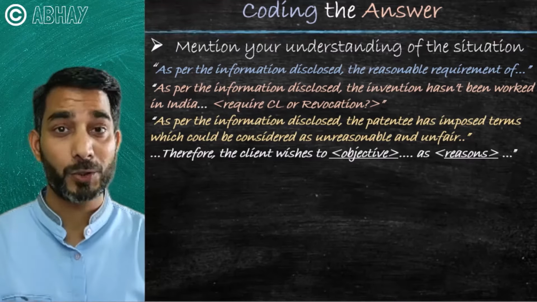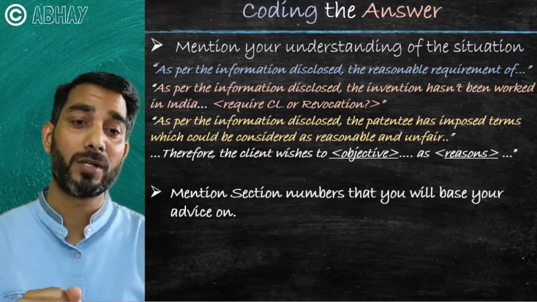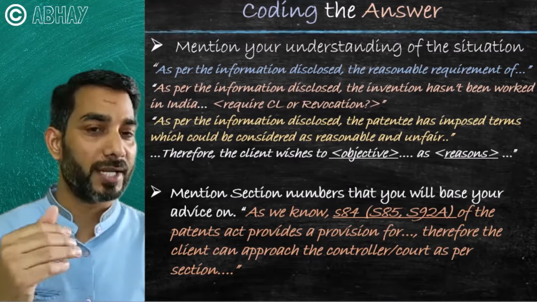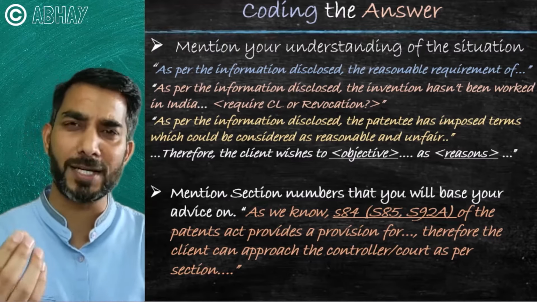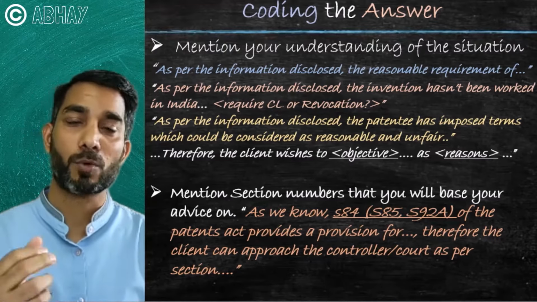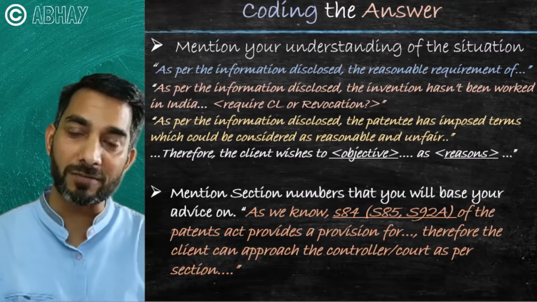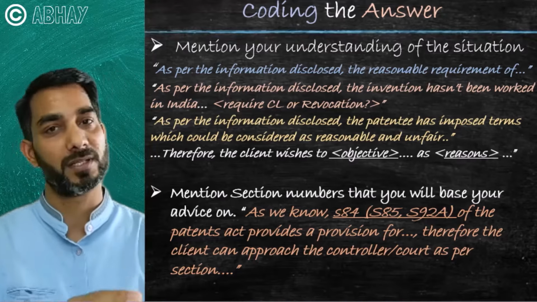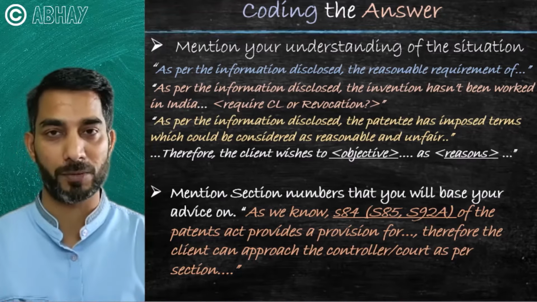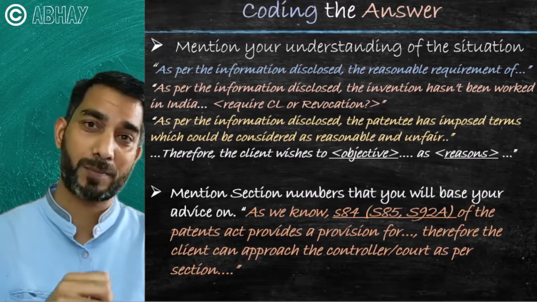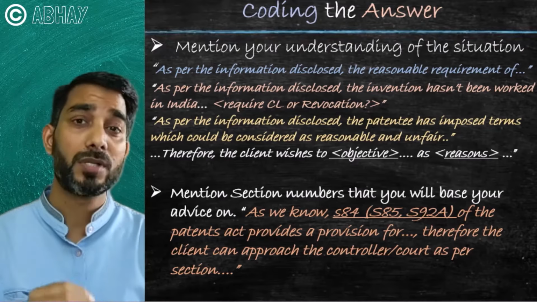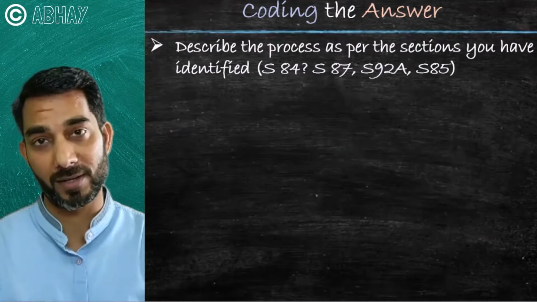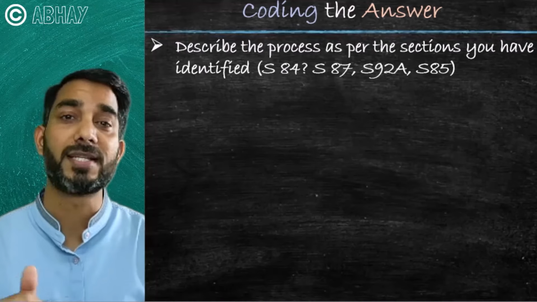With this, you also mention the section number that you will base your advice on. As we know, section 84 or section 85 or section 92A of the Patent Act provides a provision for the objective that you wanted to go for. Therefore, the client can approach the controller as per the section, whichever section you are talking about. So while you start your response like this, you continue describing the process as per the section that you have identified, based on what exactly you are going about.